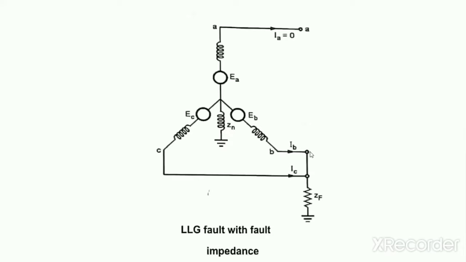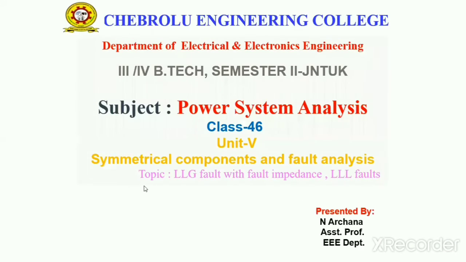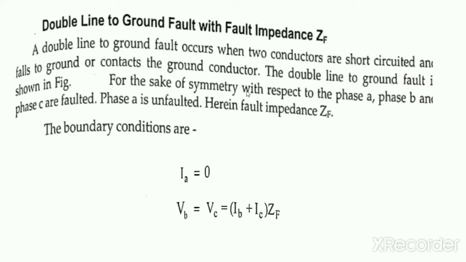This is the double line to ground fault connected to the fault impedance ZF. In this case, the fault occurs on phases B and C, therefore the A phase will be open circuited. Then the current flowing through the A phase is equal to 0, because it is open circuited. Then we write IA is equal to 0.